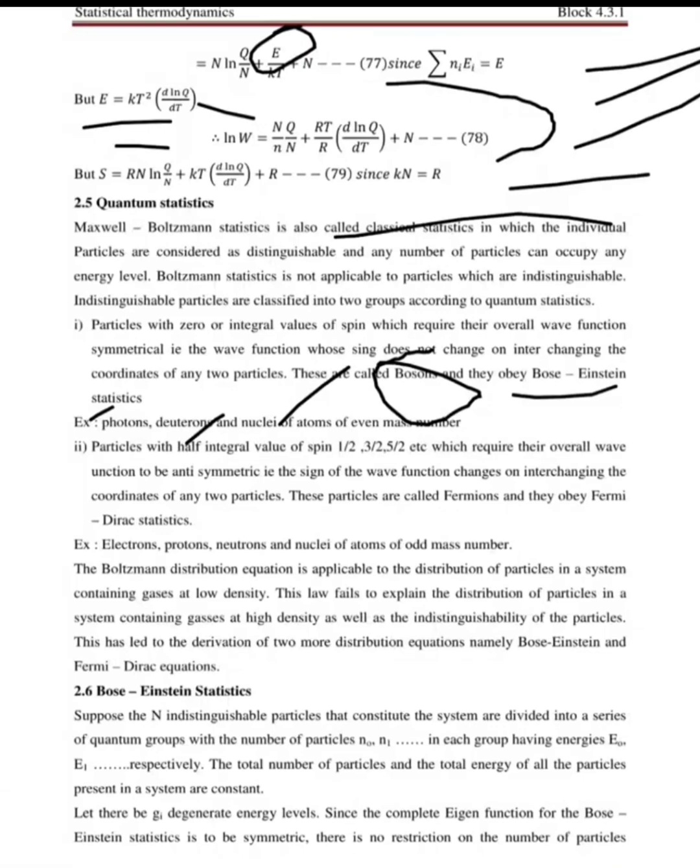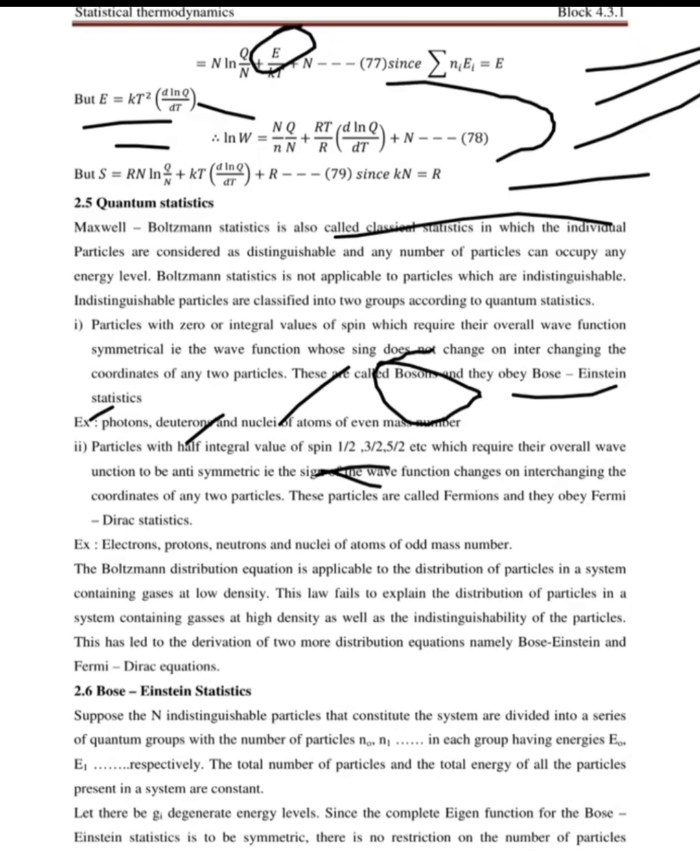Next are particles with half integral values of spin, which require the overall wave function to be antisymmetric. These particles are fermions and they obey Fermi-Dirac statistics. For example, electrons, protons, neutrons, and nuclei of atoms with odd mass numbers. And the Boltzmann distribution equation is applicable to the distribution of particles in a system containing gas of low density.